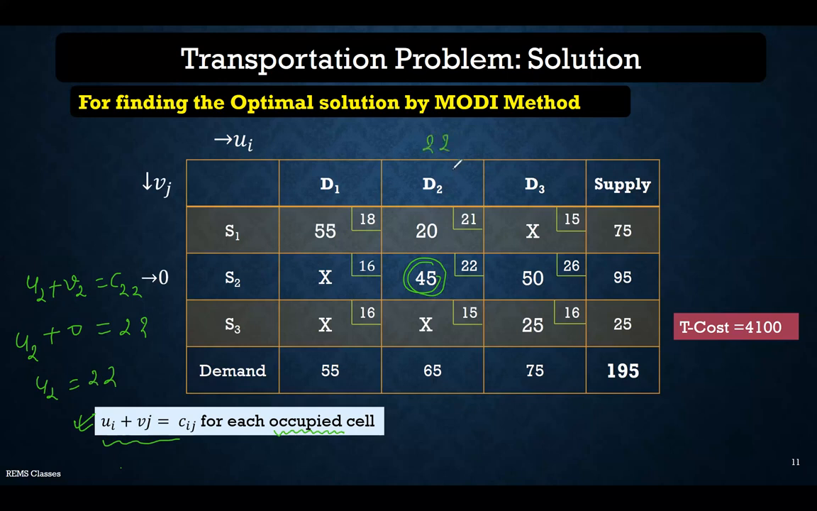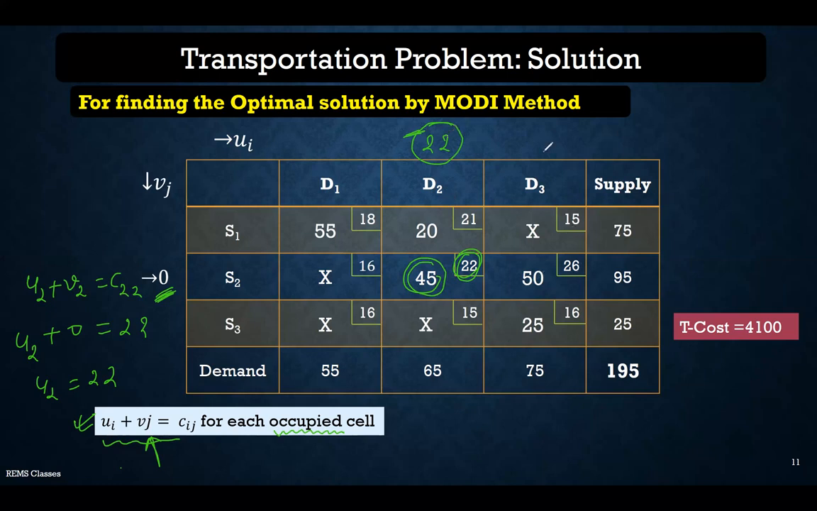We are not going to find it every time by making use of this formula. We will keep this formula in mind and calculate directly. How are we calculating? We have to find the values of ui. This 22 will be equal to this 0 plus this u2. Since it is 0, this will turn out as 22.